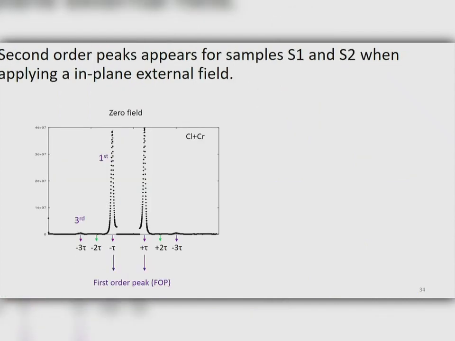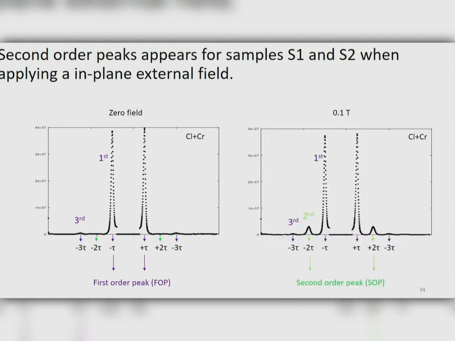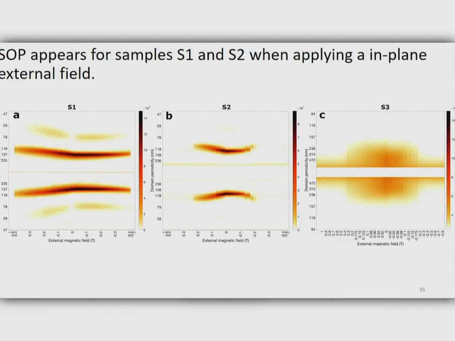Okay. So, what are the results? At zero field, we see what we were expecting, the first order peak and the third order peak. That's a regular diffraction pattern for a sample which has domain walls in an ordered way, probably a Néel domain wall in this case. But when we start applying field, a second order peak appears that shouldn't appear there.